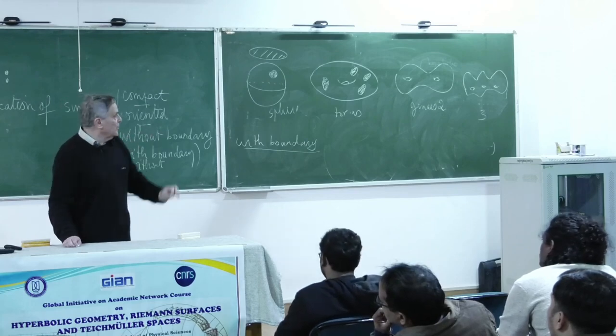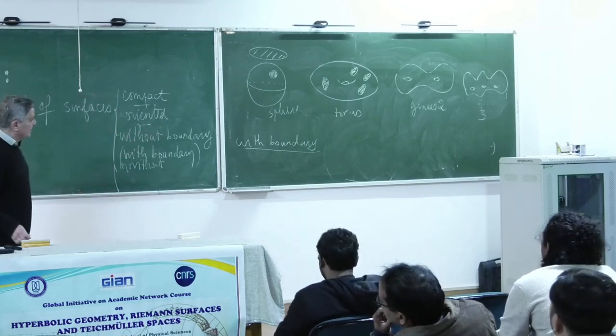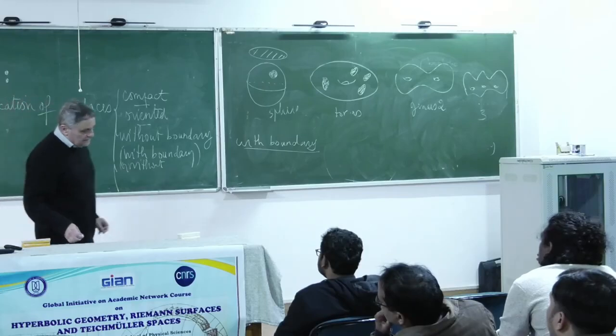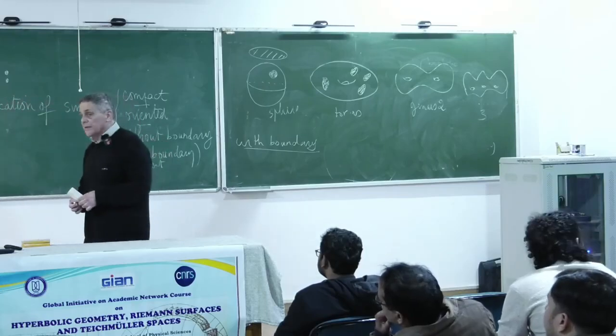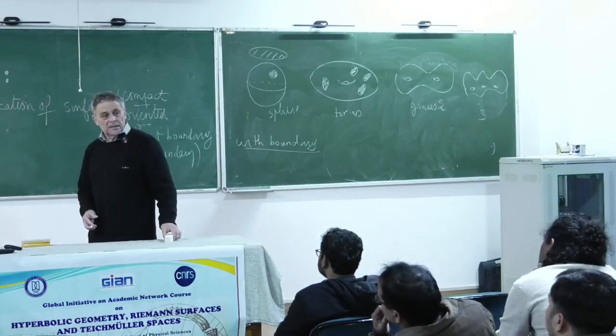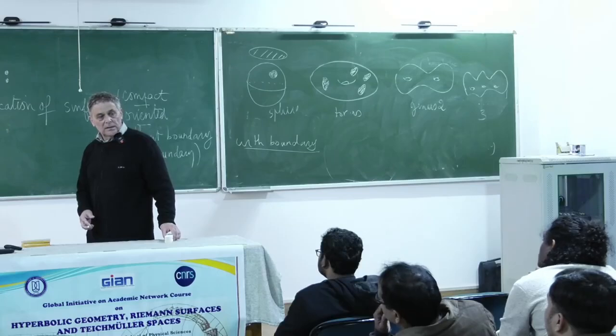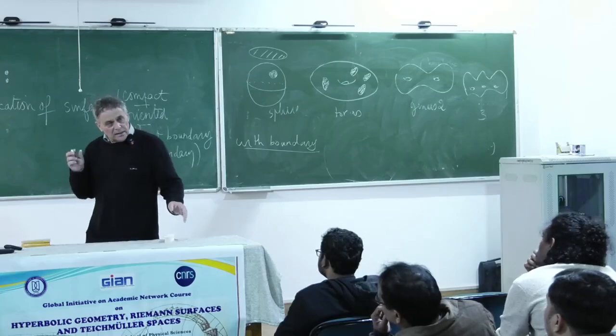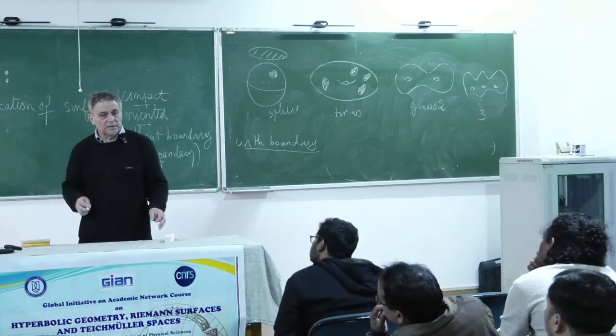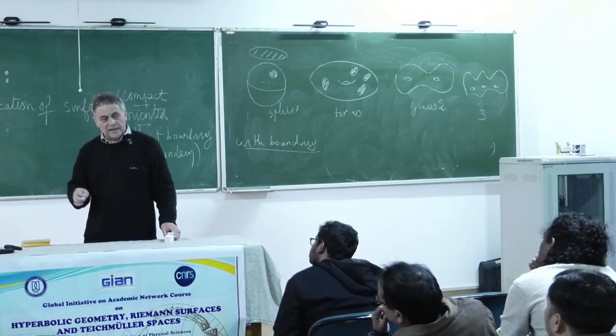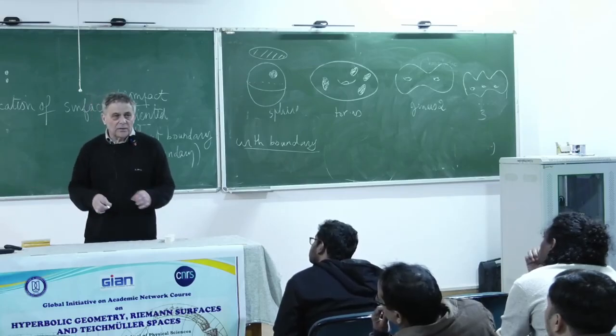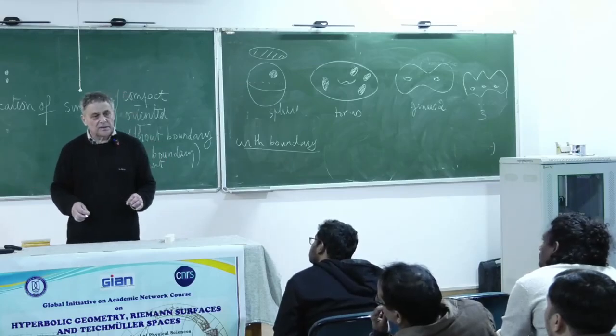Okay, I will say this later. Anyway, so this is the classification of surfaces. A surface with punctures and a surface with a boundary are the same thing. It could be with punctures and with boundary. Both things are allowed in this theory, and you are obliged to work with both things.